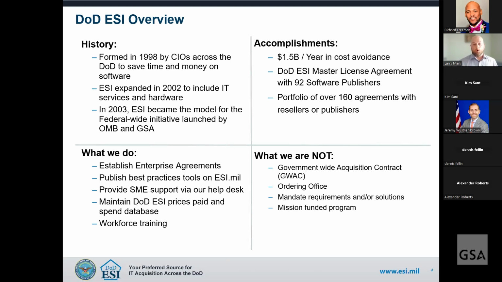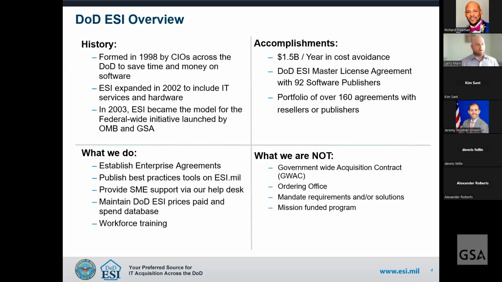Some of the notable accomplishments is a $1.5 billion per year cost avoidance. And that is continuously increasing. And actually in fiscal year 23, we had a $1.8 billion cost avoidance for those that are using the ESI agreements. We do have 92 software publishers that we have master license agreements with. And then that makes up a portfolio of over 160 agreements with their resellers and other publishers as well.